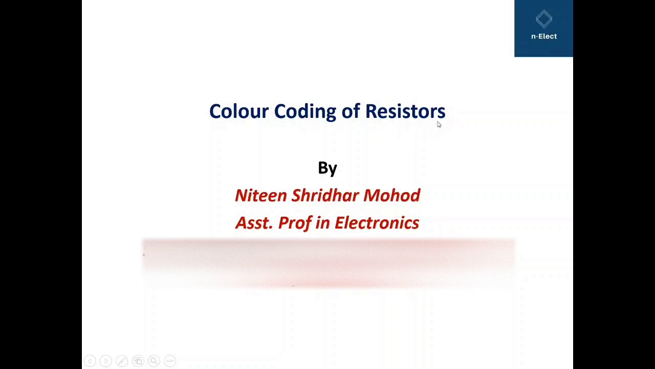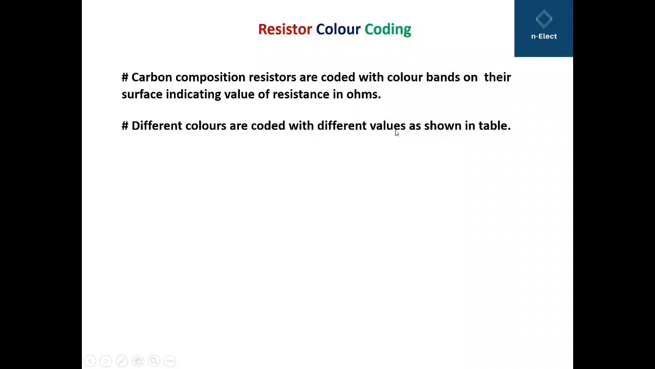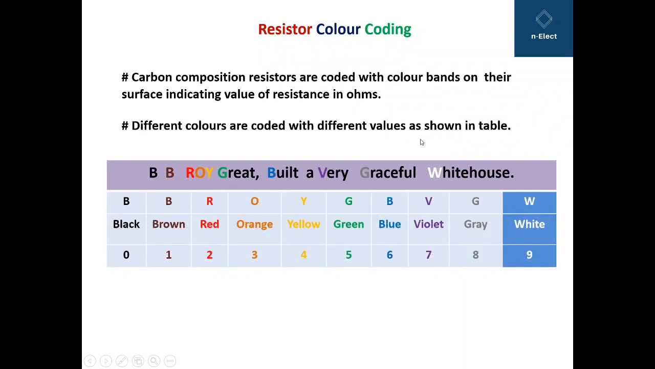Many a times we come across resistors in the laboratory, carbon composition resistors, on the surface of which there are color codes given, and from the color codes we are required to find the value of the resistors. Carbon composition resistors are coded with color bands on their surface indicating the value of resistance in ohms. Different colors are coded with different values as shown in the table.